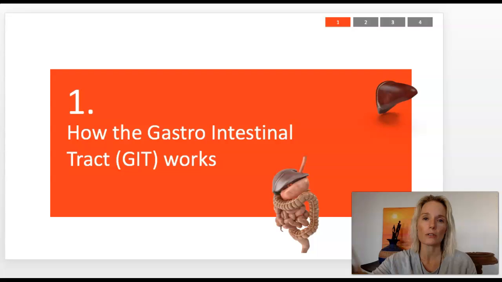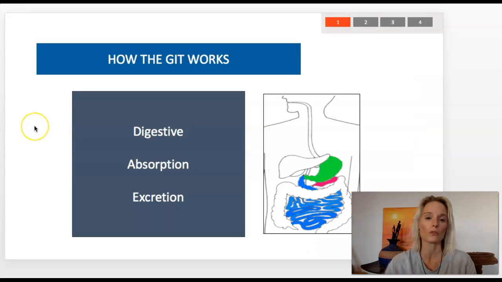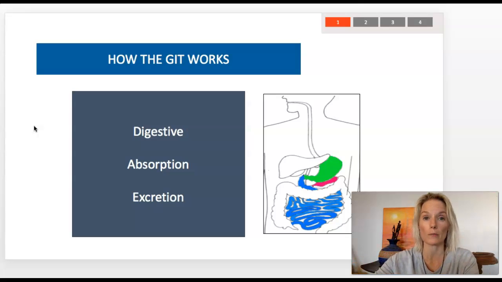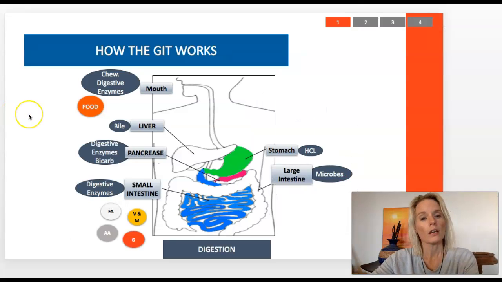Now, if we look at the three processes that are involved, you've got digestion, absorption, and excretion. And when I see my clients, I always ask, are these processes working, especially if they've got certain microbial dysbiosis, which we're going to be looking at in more detail later on. Now, if we look at digestion, there's a few areas in the body that are responsible for digestion: your mouth, your liver, your pancreas, your stomach, your large intestine, and your small intestine.